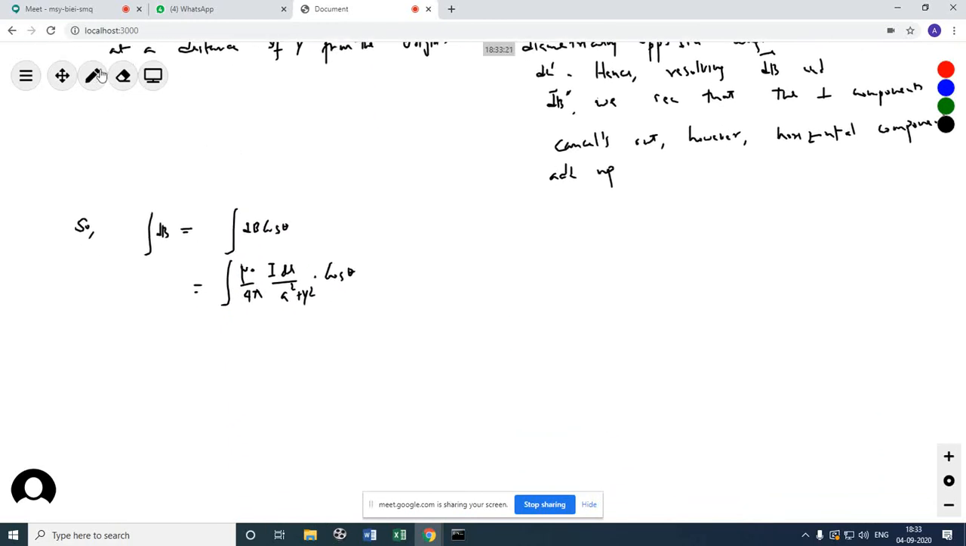So at P there is a dB due to the element. Hence, resolving, you see that the perpendicular components add up, the perpendicular components cancel out, however the horizontal components add up.